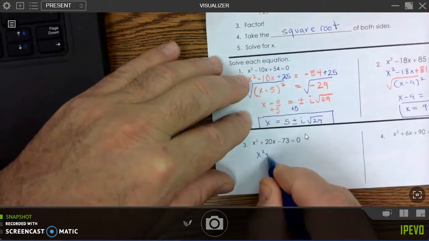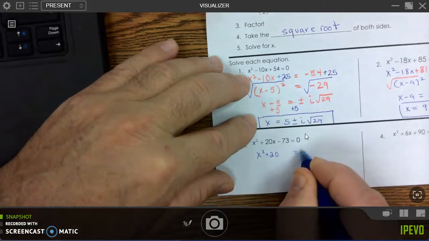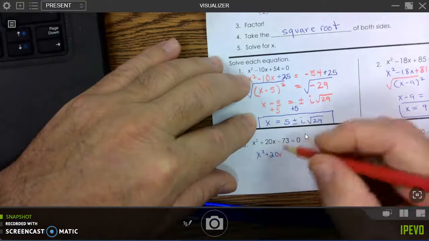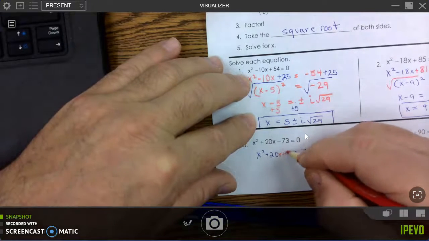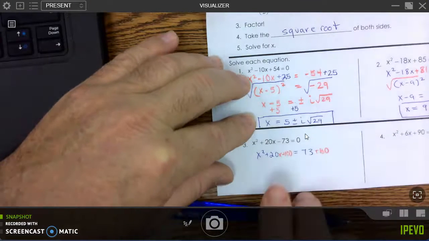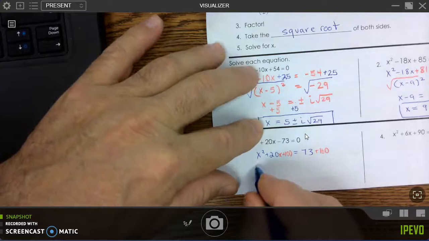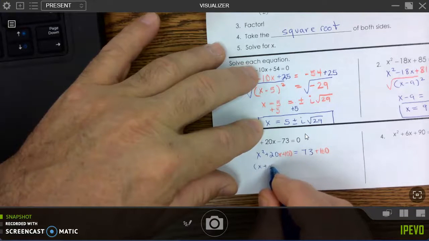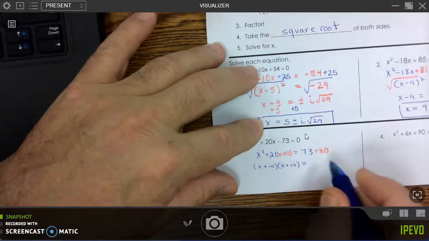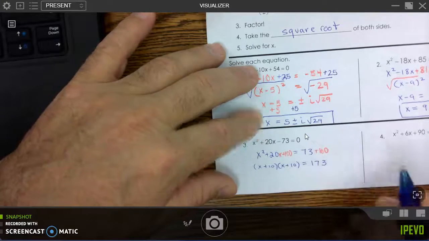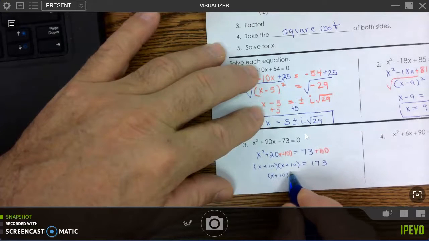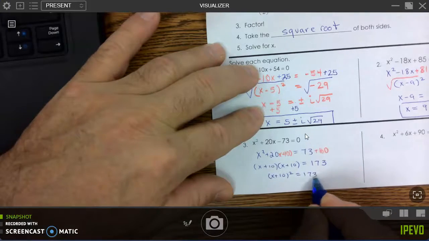x squared plus 20x equals 73. Half of 20 is 10. 10 squared is 100. I add 100 to both sides. I'm going to show you this whole step this time just because some of you probably can't picture it. I factor this: x plus 10 times x plus 10. I get 173 over here. That's x plus 10 squared equals 173.